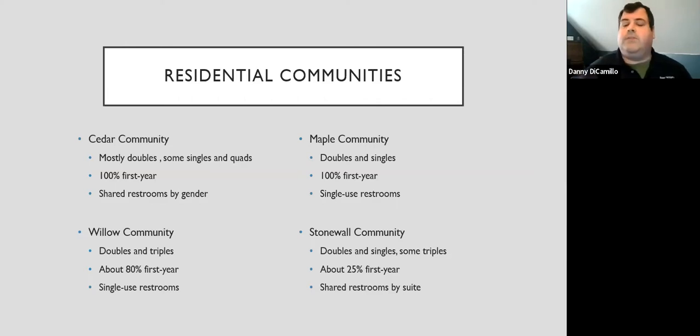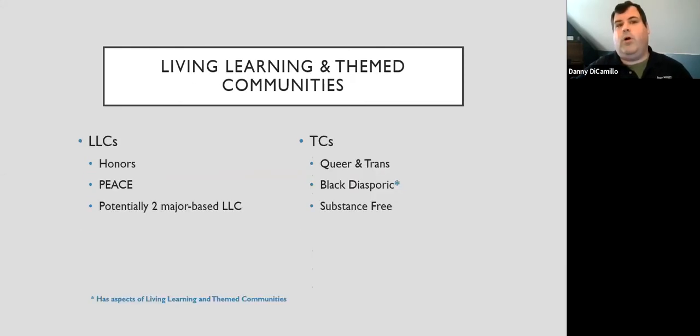And the students who live in a suite share the restroom. So the suites themselves are gender specific, either male identified or female identified, and they share a restroom. We're going to talk about living learning communities and themed communities in a little bit, but mostly Stonewall is filled with students who are part of those communities. If you are looking for a building, whether it be Maple, Cedar, Willow, that's where most of our first year students are going to live, unless they are part of one of the communities in Stonewall.